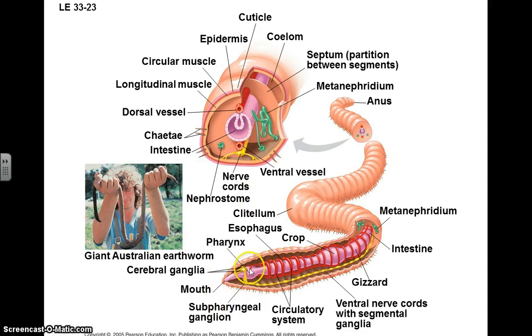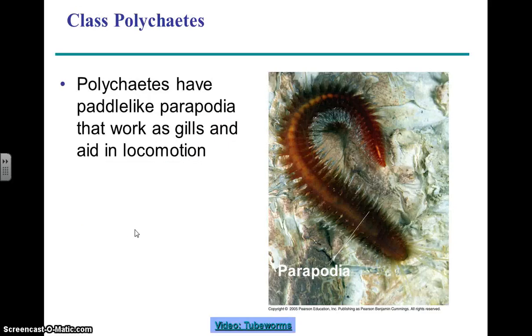Cephalization with the brain up here, the simple brain, and the mouth. Limited sensory organs, although they have these little projections that they use to move through the soil and that are also quite sensitive to touch. And here's this gigantic Australian earthworm.